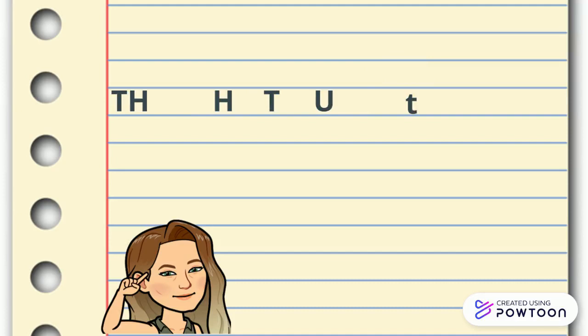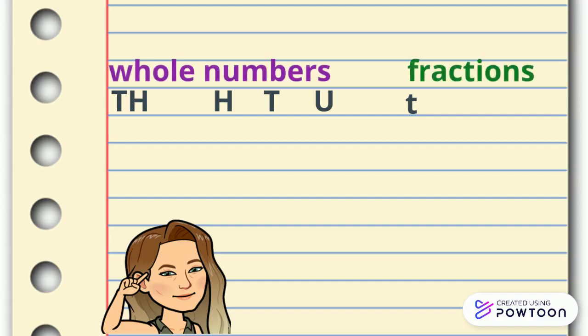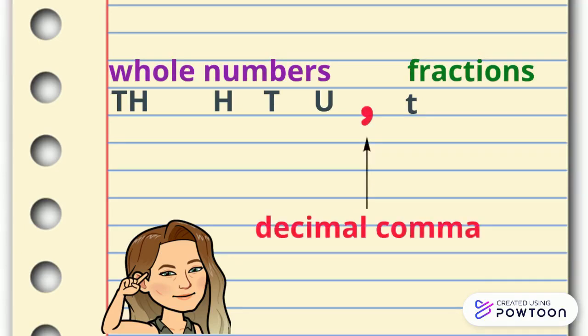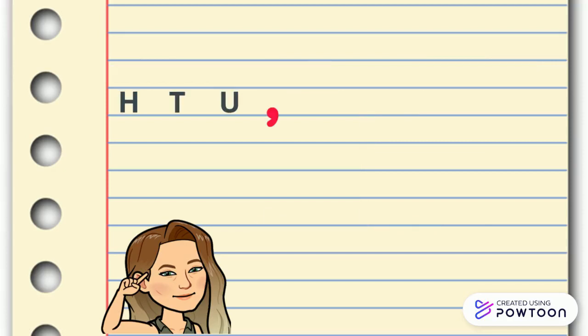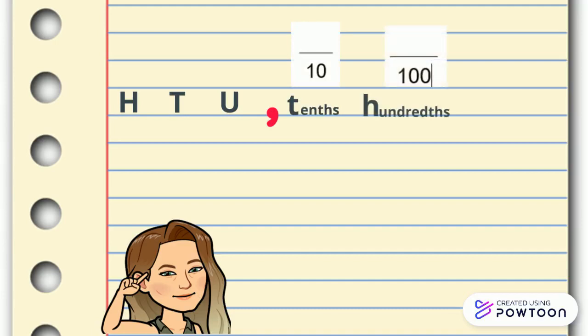Right, so going from our units all the way, like we said, to billions and trillions are all our whole numbers. And then going towards the right of our units are our fractions. And these are separated by a decimal comma. And the other difference is you will see that these place values are written in lowercase letters. So to the right of the decimal comma, we get tenths, which can be written as out of 10, then hundredths, which can be written as out of 100, and thousandths, which can be written as out of 1,000.